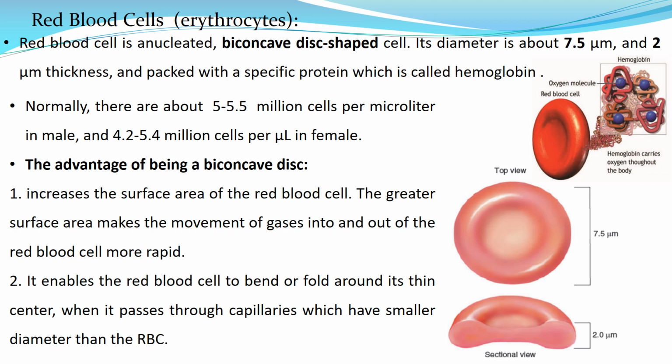So having a biconcave disc shape of the erythrocytes has two main advantages. The first one is the increase in the surface area of the cell, and the second one is to enable the cells to bend and fold around their thin center when they are passing through a blood vessel or a capillary which has a smaller diameter than the cells themselves.